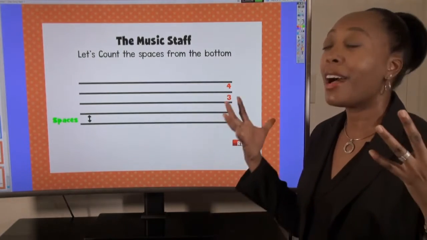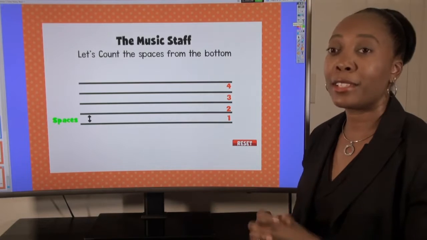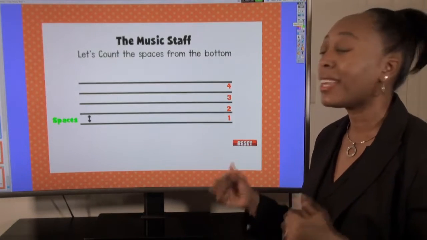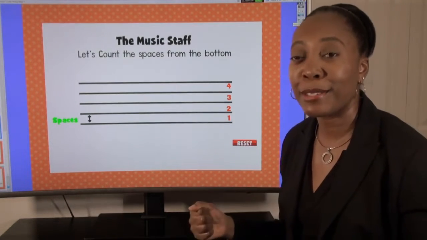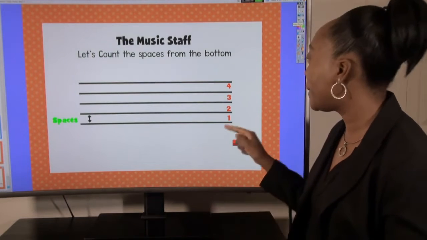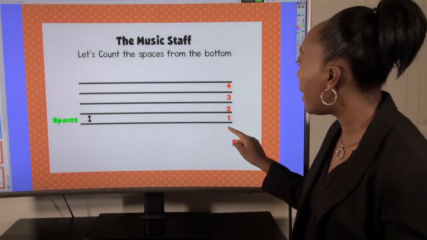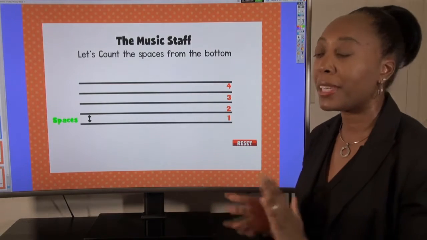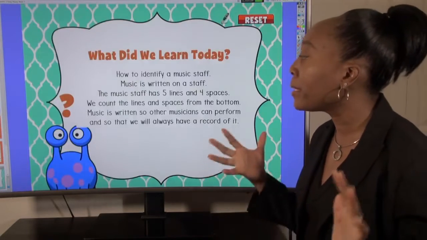So we have a music staff that has 5 lines and 4 spaces. And yes, we count from the bottom up. All the way to the top, bottom to the top. So don't forget that. All right, now we're going to move along.